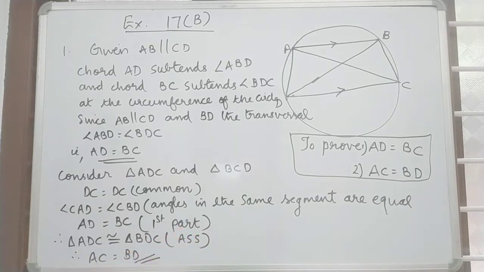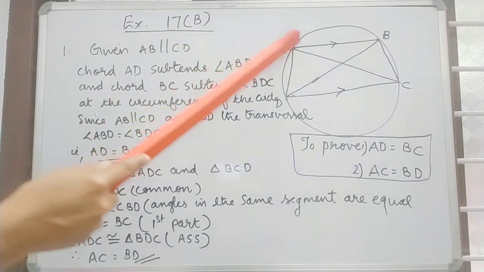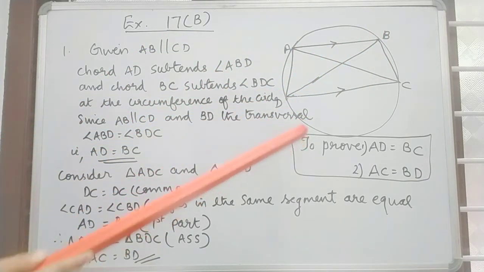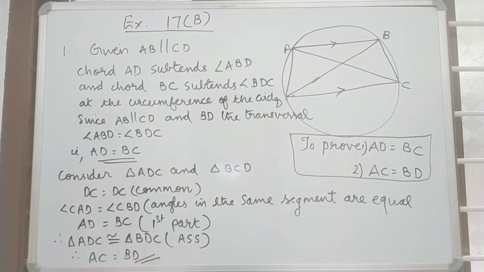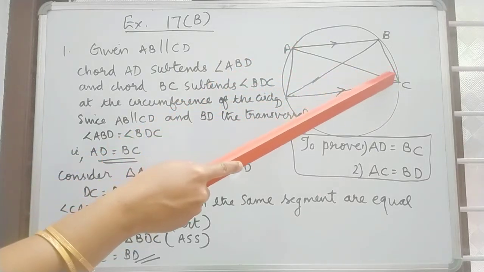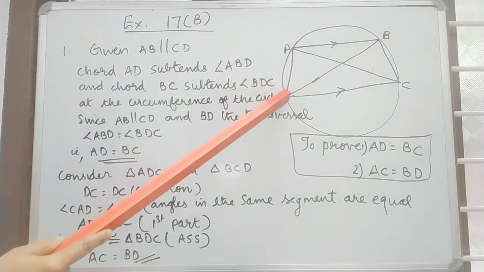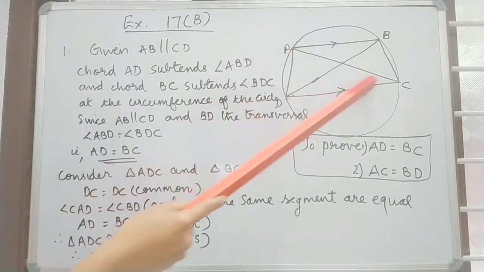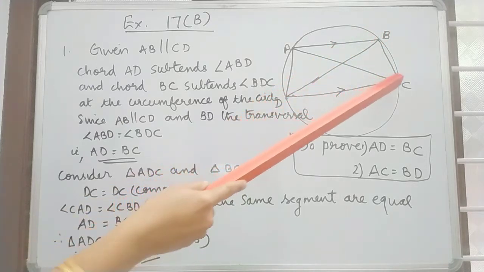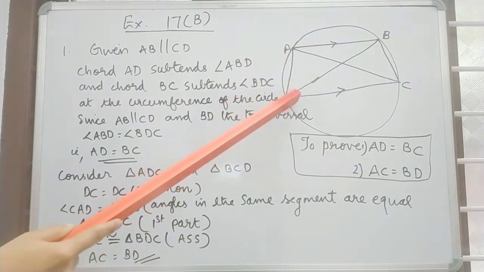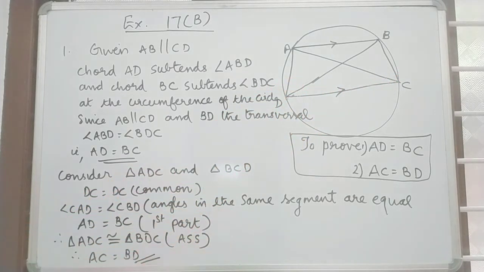Next, we want to prove the diagonals are also equal. So which are the diagonals here? AC and BD are the diagonals. So we want to prove AC is equal to BD. For that, consider triangle ADC and triangle BDC. Consider these two triangles. CD is common for both the triangles. So CD is equal to CD.